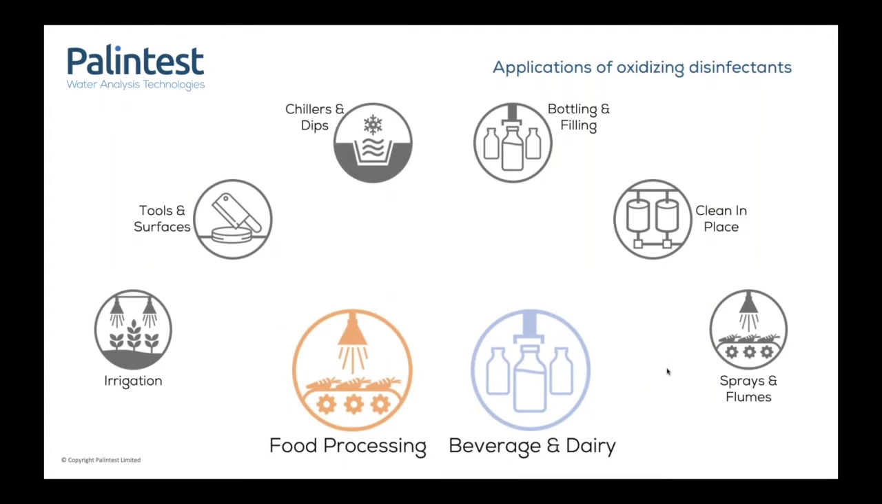And of course, when we think about how oxidizing disinfectants are used, not only do we have those wide variety of products and commodities, we have a wide variety of application points where and how we apply those disinfectants throughout the process. So we've got irrigation disinfection all the way at the beginning on the farm, through to tools and surfaces. We've got chillers and dips, sprays and flumes, it goes on. And a lot of those application points will be present in many different ones. So for example, sprays is present in both beverage and food, although irrigation, you might argue, is just food. So wide variety, each one with their own requirements and conditions.